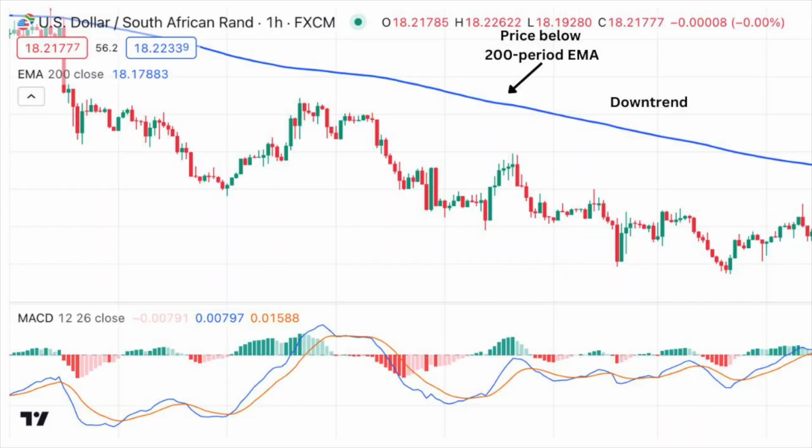Now for short trades, we only want to sell if the price is moving below the 200 period moving average. This will confirm a downtrend. And once we have this confirmation, we'll look at the MACD indicator for short signals. So a valid short signal occurs when the MACD line crosses under the signal line and we have a red histogram. And this cross needs to happen above the zero line.